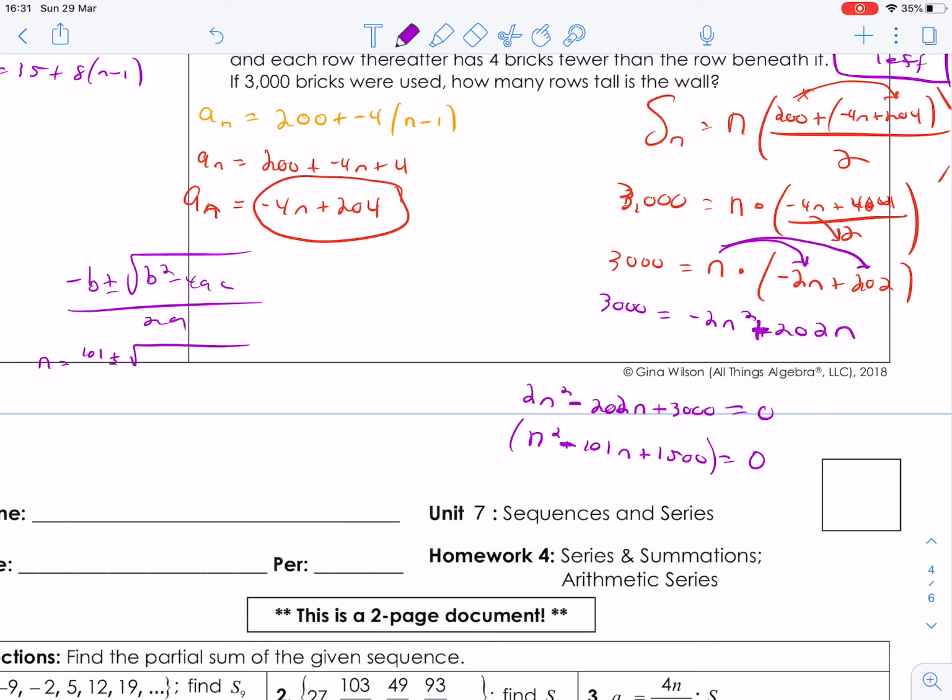So I get 101 squared minus 4 times 1 times 1,500 all over 2. So I'm going to get 2 results for this. N is going to be 82.91 and 18.09.